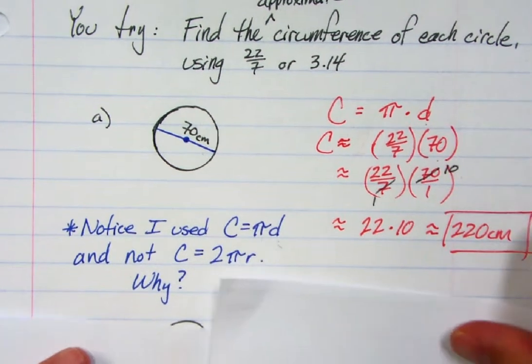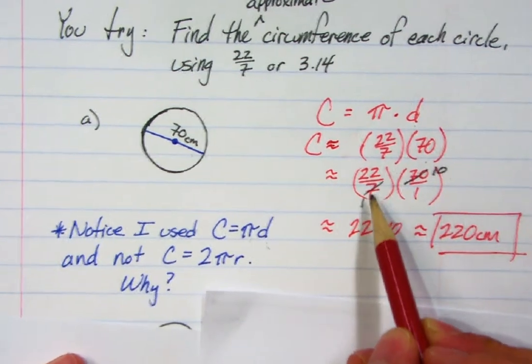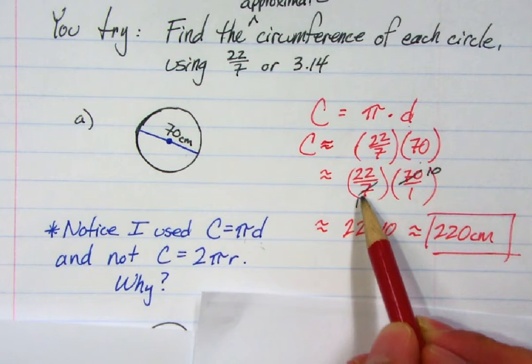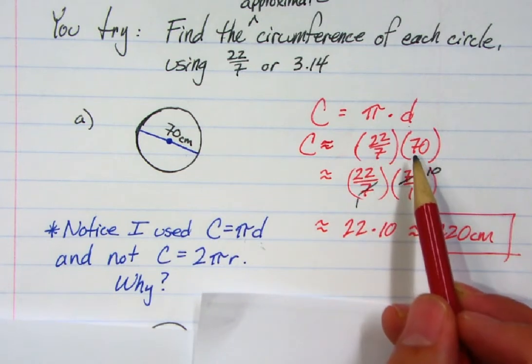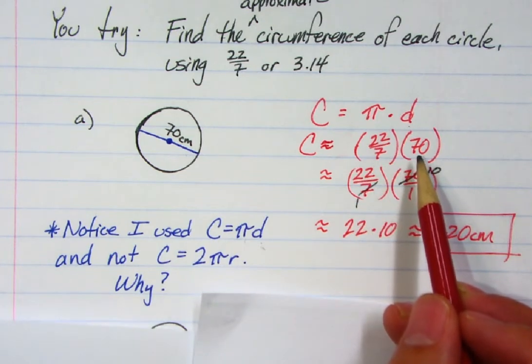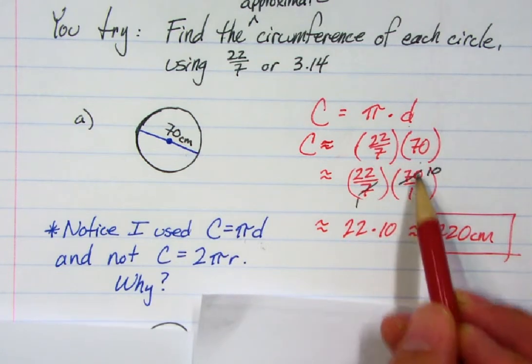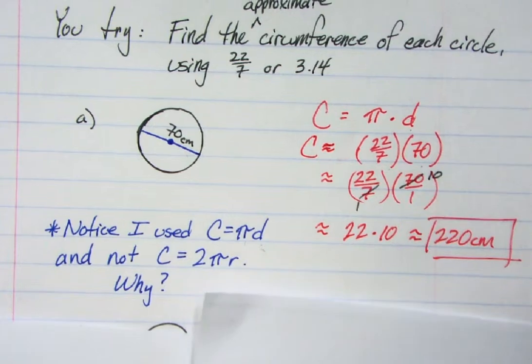The other thing I want you to notice is, why did I use 22 over 7? Well, because 70 was a multiple of 7, and it allowed me to do some cross-canceling. If it wasn't, if it was like, I don't know, 72, for instance, I wouldn't be able to do cross-canceling. It wouldn't make my life any easier, so then I would just go ahead and use 3.14.